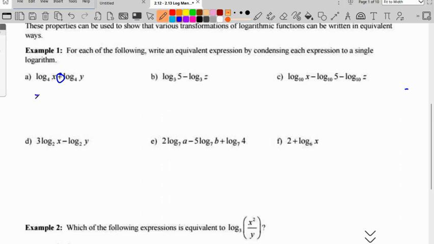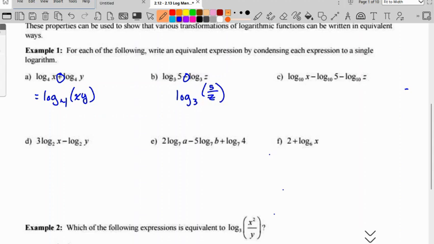Okay, so for this first one, that's a sum of logs. So that can be rewritten as log base 4 of xy, just the log of their product. Okay, difference of logs would be the log of their quotient. So log base 3 of 5 over z.